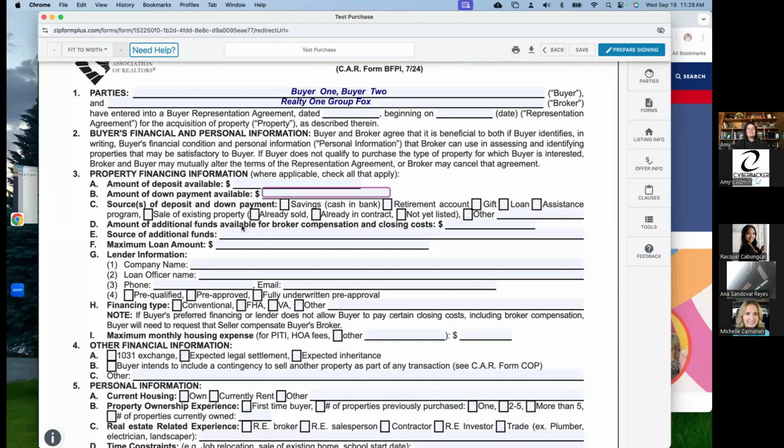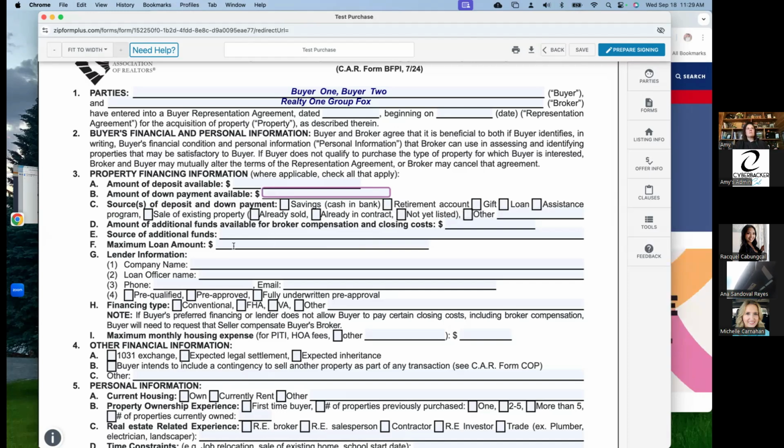Additional funds available for broker compensation and closing costs. This would be a good conversation to be like, on average, your closing costs are going to be X%. On top of that, my commission is going to be Y. Now, in most cases, I'm able to negotiate that the seller is going to cover that commission, but not always. So do you have those funds available for your closing costs and for commission in case it becomes necessary? Source of additional funds: where are those coming from? Savings, retirement account, gift, loan, assistance programs.